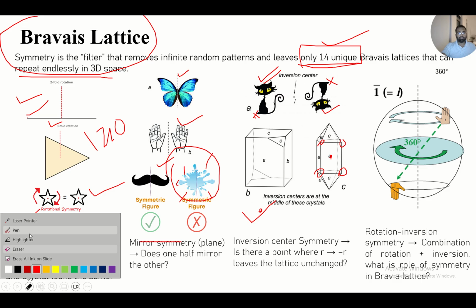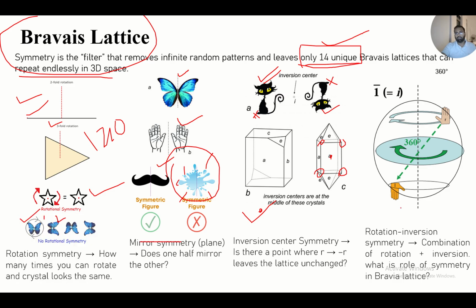And then we have the rotational inversion symmetry. You rotate the thing and then invert it, and you would get the same. So it is a combination of rotation and inversion. Then you get the rotational inversion symmetry.